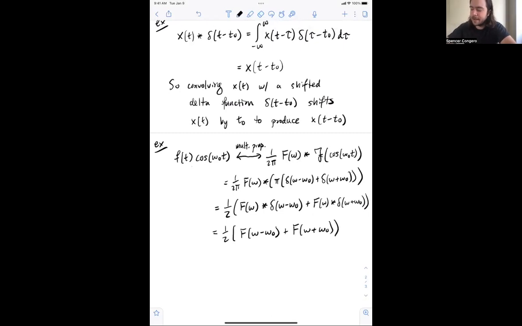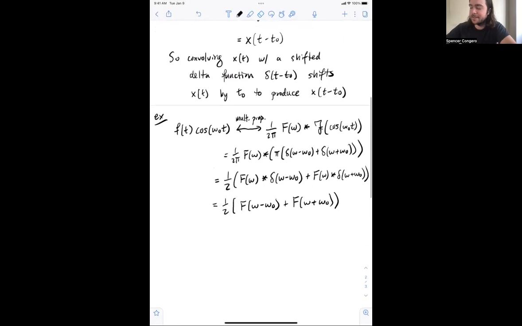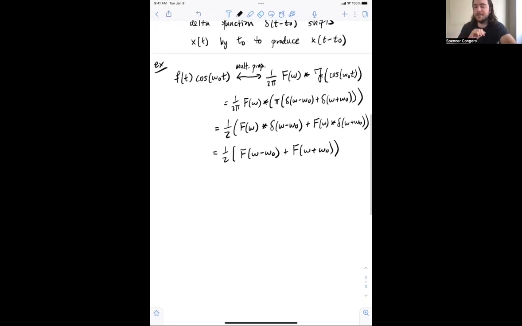So what happens when I multiply by a cosine? Well, I actually get two shifted copies of my Fourier transform F of omega, and they're both multiplied by 1/2. And we'll come back to this when we get to the AM radio application. This is going to be really important for us. So that's a good example too.